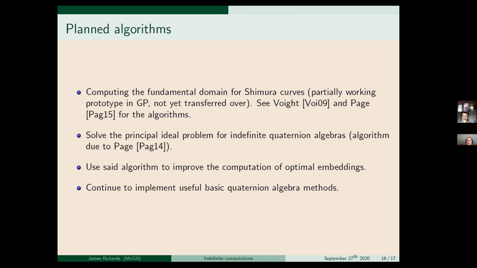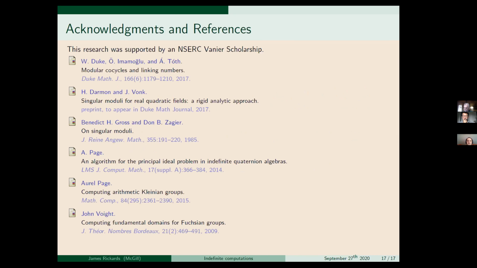And just continue to implement other basic methods, because I've always been focused on methods useful to my project, which doesn't include all methods that are useful. So thank you for your attention.